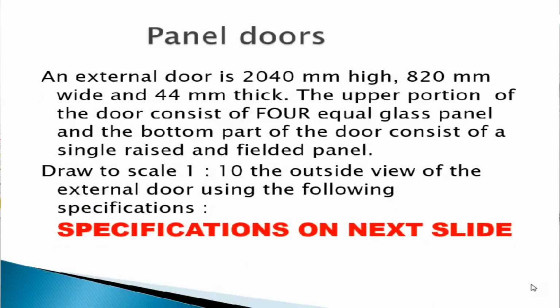The second one is a panel door, and it goes as follows. An external door is 2040 millimeters high, 820 millimeters wide, and 44 millimeters thick. The upper portion of the door consists of 4 equal glass panels, and the bottom part of the door consists of a raised and fielded panel, a single raised and fielded panel. Draw to scale 1:10 the outside view of the external door using the following specifications.